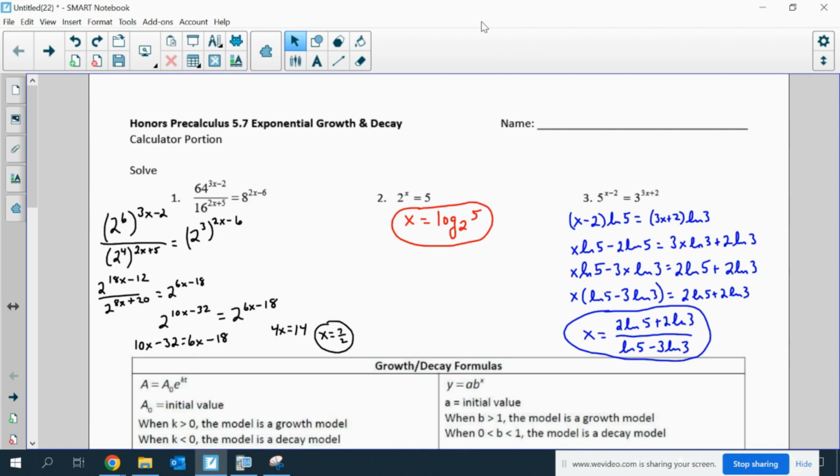This video is about exponential growth and exponential decay. We're going to spend a lot of time talking about how to use the calculator as well. So these first three problems, I already have all of the hand work done.